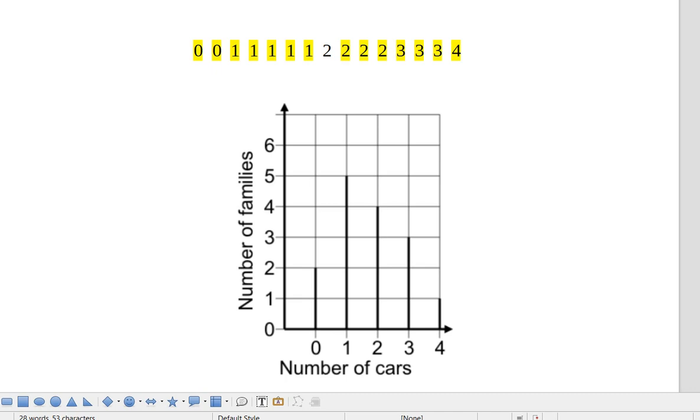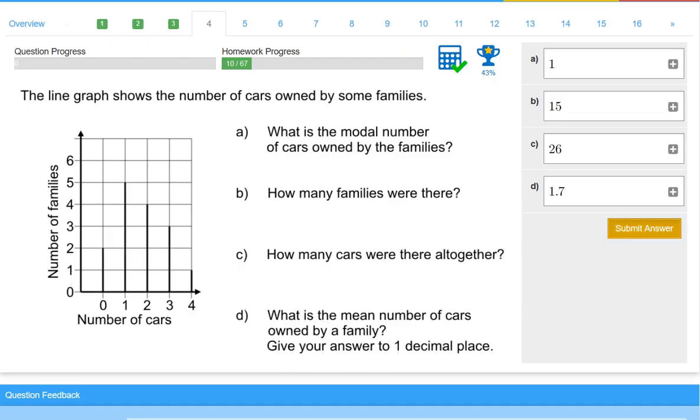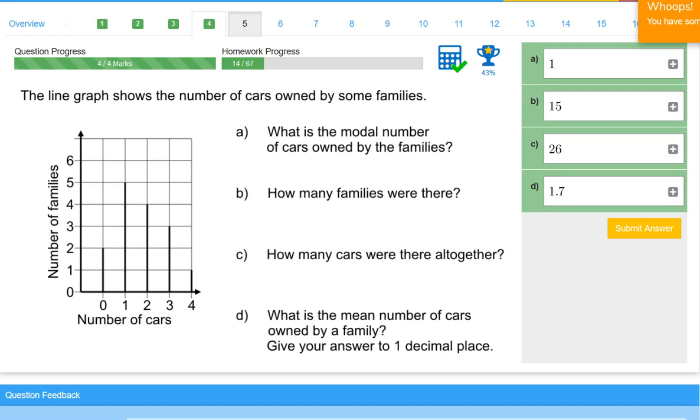How many cars do I have? Well, it's going to be 2 lots of 0, 5 lots of 1, 4 lots of 2, 3 lots of 3, and 1 lot of 4. And that's a little bit more complex. So I can use my multiplication if I want to, and I find that there are 26 cars. And then my mean works out at 1.73 repeating, which becomes 1.7 rounded to 1 decimal place. Let's put it in MathsWatch. And here we go. And moving on to the next one.